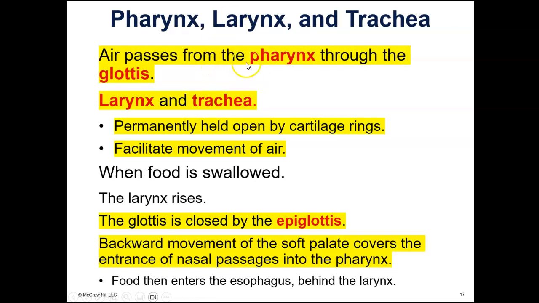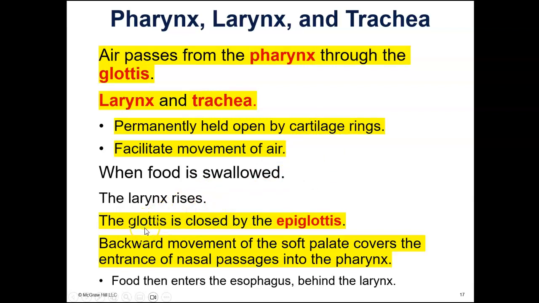All right, so air passes from the pharynx or throat through the glottis, which is the opening to the larynx or voice box. And then from the larynx into the trachea, which is permanently held open by rings of cartilage, so that when you're swallowing food and all that, it's still going to be open. Because your esophagus can press against your trachea when you're swallowing food, but it is permanently held open so that you can get air into your lungs. So these rings of cartilage permanently hold the trachea open.